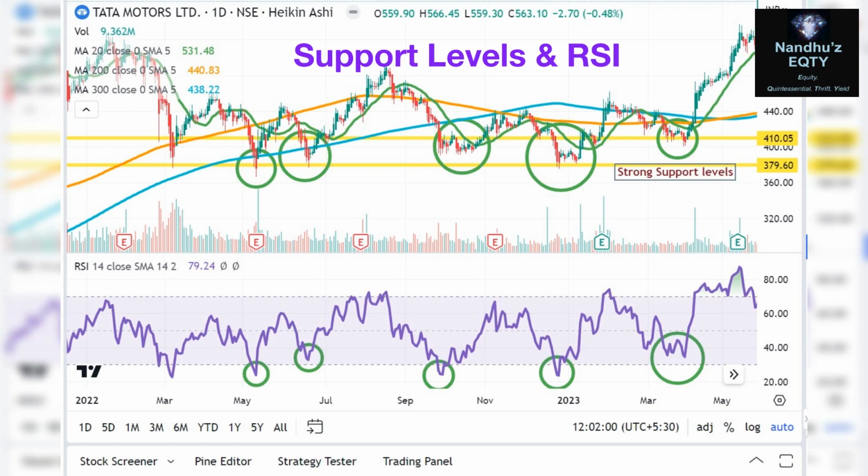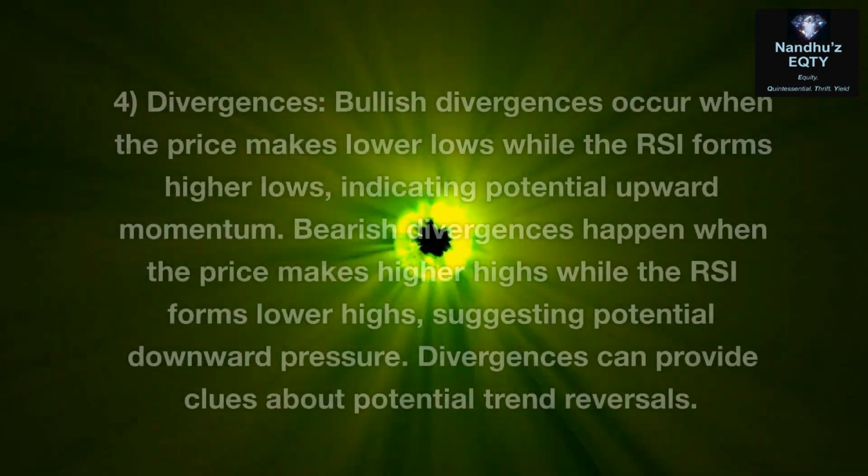You can clearly see there is a strong support level marked with green circles between the two yellow lines, and you can also see the lower lows of RSI clearly depicted with green signals. There is a clear trend reversal whenever we see the support level and RSI combination, and this can really help to enter and exit long-term positions.